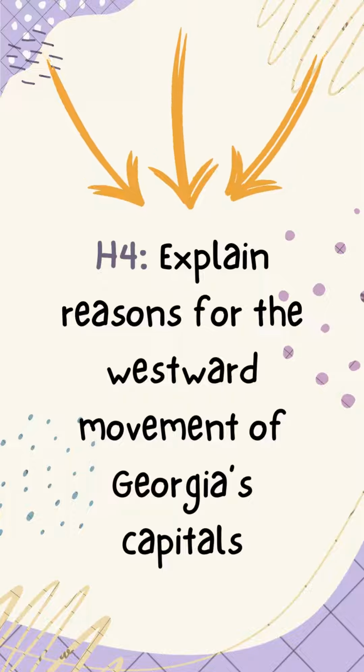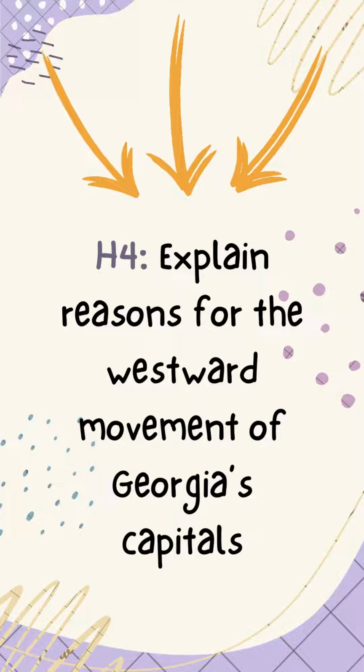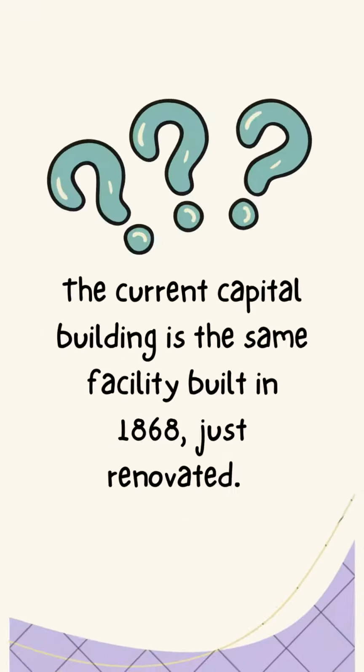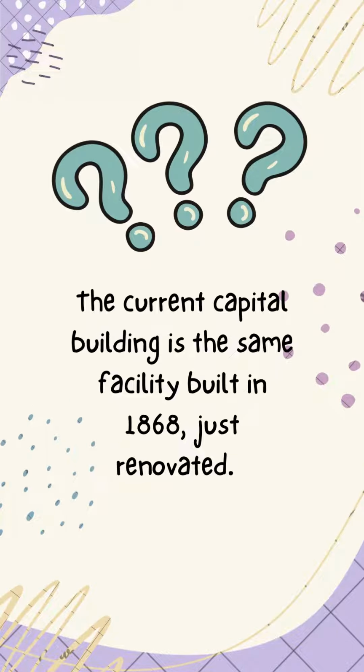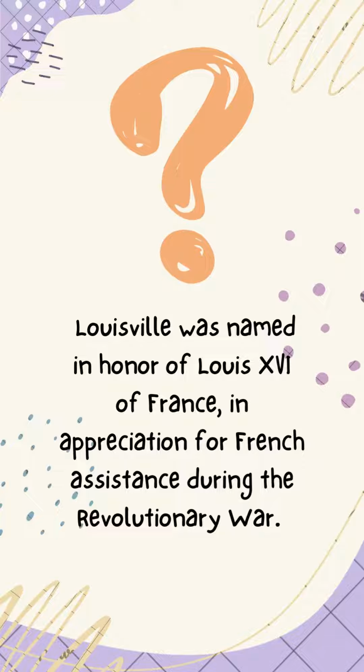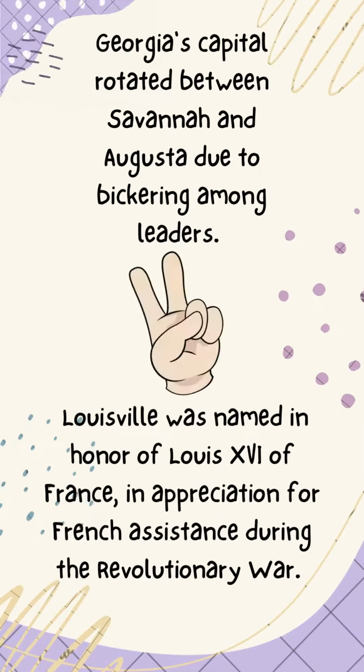So, let's take a look at our standard H4, in which we ask students to explain the reasons for the westward movement of Georgia's capitals. I'm going to read three statements to you, and I want you to sniff out what are the truths, where is the lie. Georgia's capital rotated between Savannah and Augusta due to bickering among leaders. The current Capitol building is the same facility built in 1868, just renovated. Louisville was named in honor of Louis VI of France in appreciation for France's assistance during the Revolutionary War.